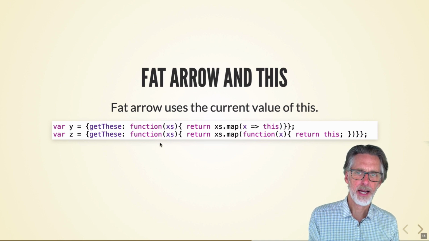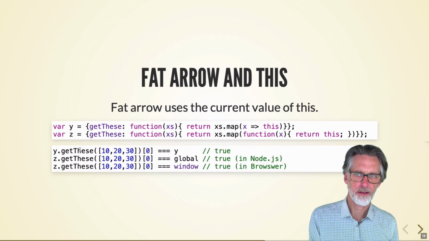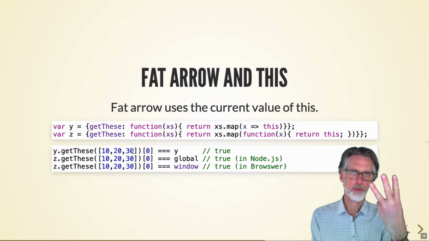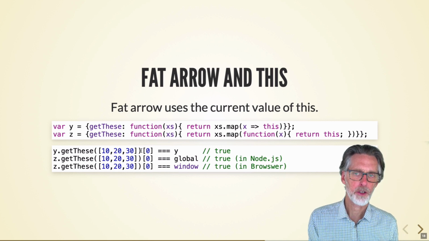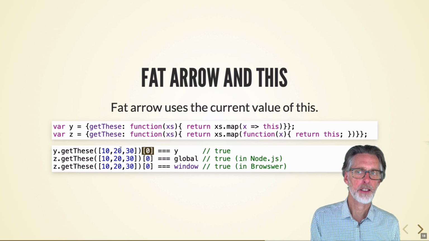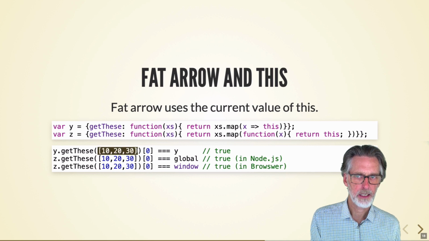So what would I expect if I execute getThese on 10, 20, 30? Well, I'd expect to get y 3 times. And indeed, that's what I do get. So if I look at the first element here and I say, well, what's the first element of the result? It's just y. That makes sense because getThese is mapping over the array, and for each element, it's simply returning this, which I expect to be y.